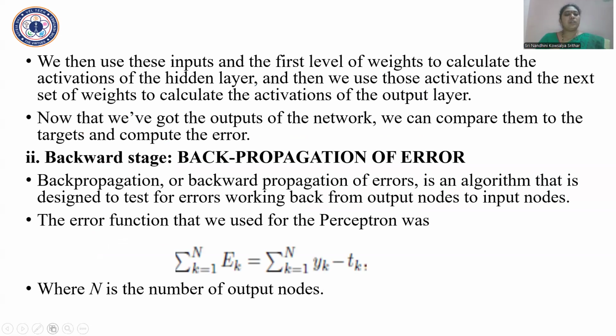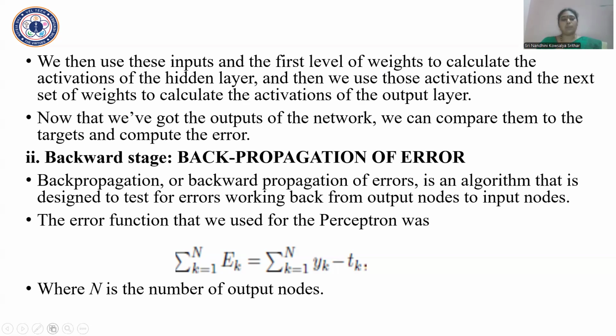Then here we use these inputs and the first level of weights to calculate the activation of the hidden layer. Then we use this activation and the set of weights to calculate the activation of the output layer. So now we have the output of the network, and we compare the output values with the target and compute the error. That is the backward stage, where we use backpropagation of the error.